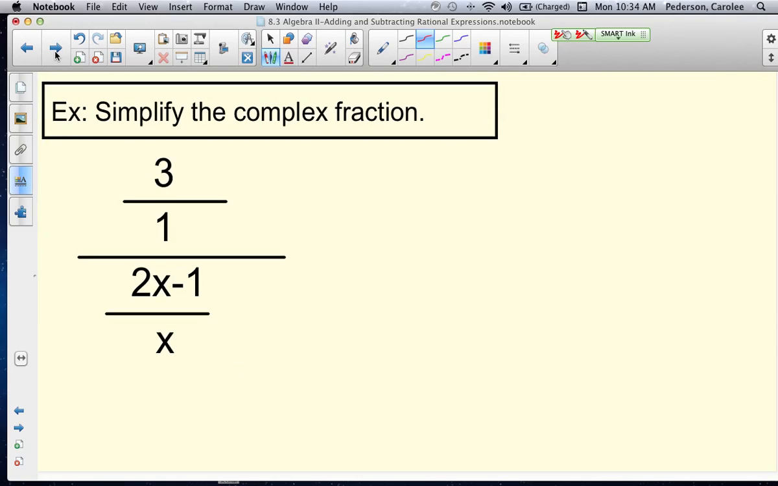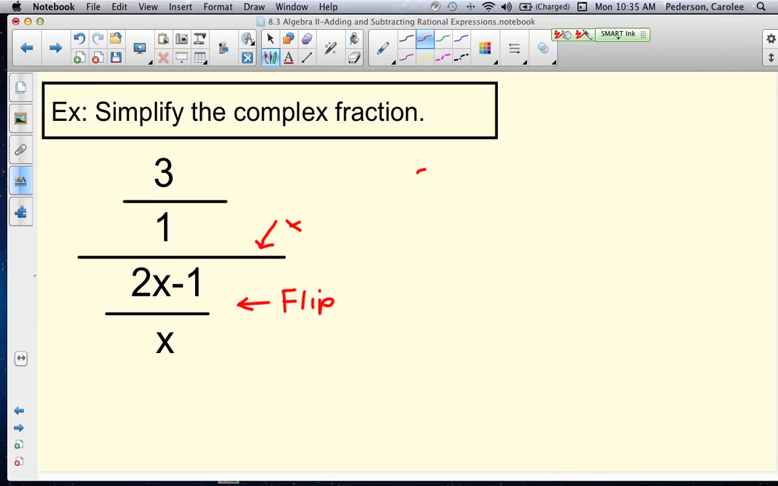All right, here's our first example. Please write it down. So we want to simplify this complex fraction. We have 3/1 divided by 2x minus 1 over x. So the rule is we want to change this to multiplication, and then we want to flip that bottom denominator.